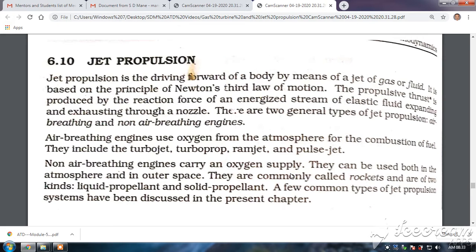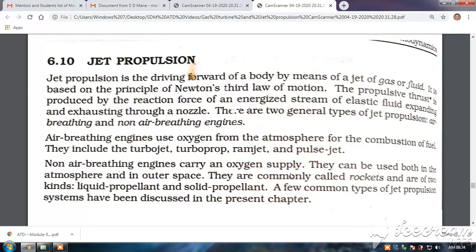Hello students, we will continue our discussion on module 2, that is gas turbines and jet propulsion. We have already seen gas turbines. Now the jet propulsion is there, and here only theory part is there in jet propulsion. So we will look at the four theory parts in this. Okay. So jet propulsion is the driving forward of a body by means of a jet of gas or fluid. So jet propulsion means driving the body by means of a jet of gas or fluid.